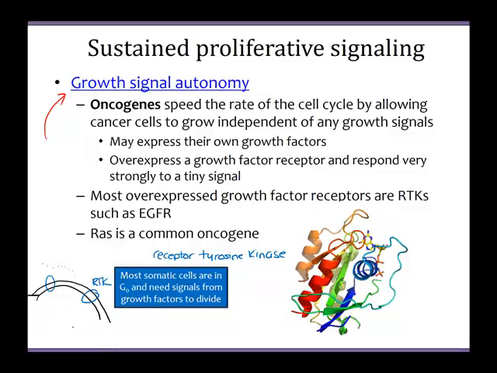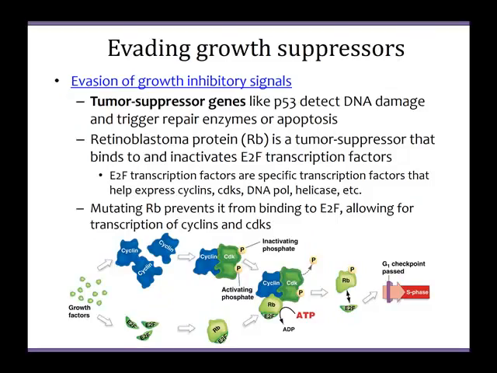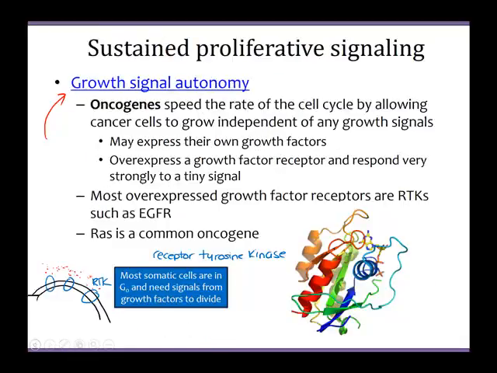The other option is to have a relatively normal amount of RTKs, but have too much of this growth factor floating around here. So it achieves the same effect, where the cell responds too strongly and grows too much.